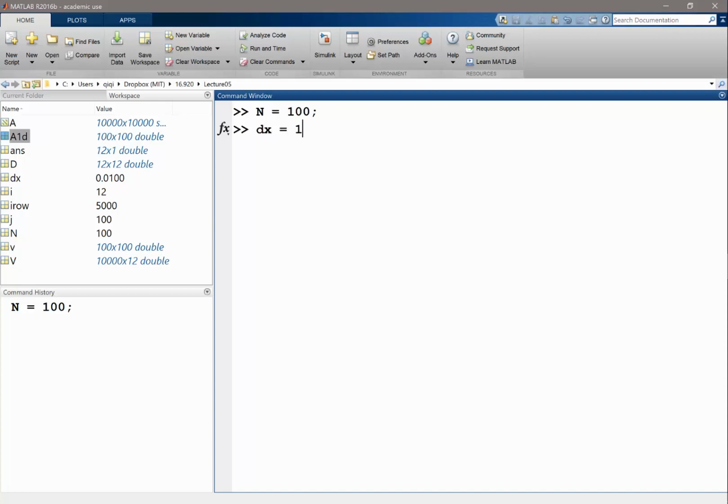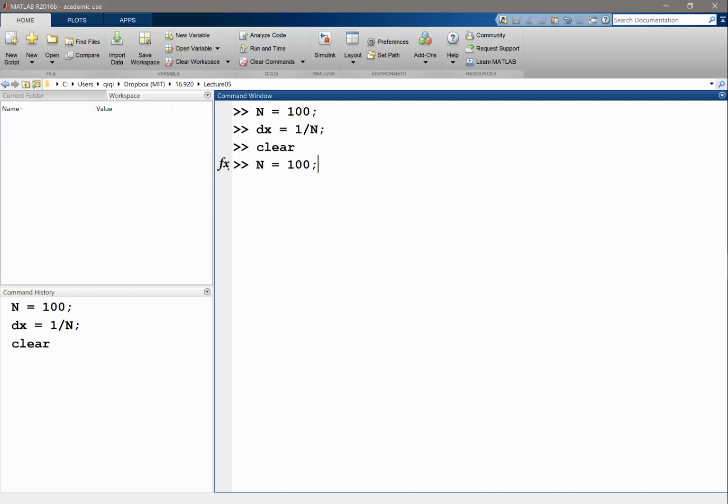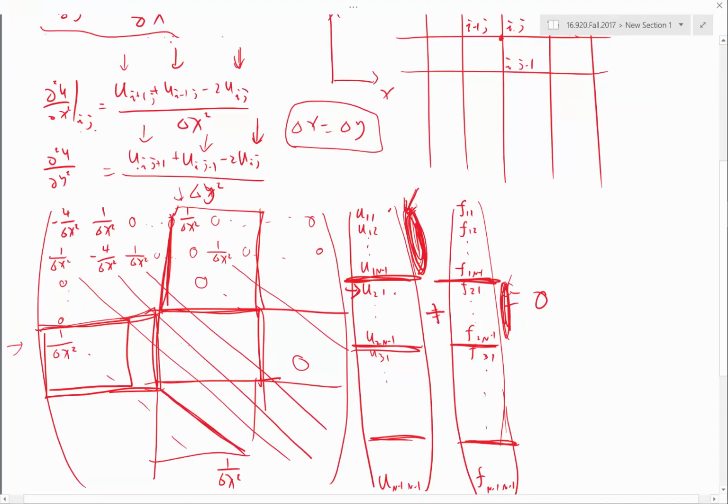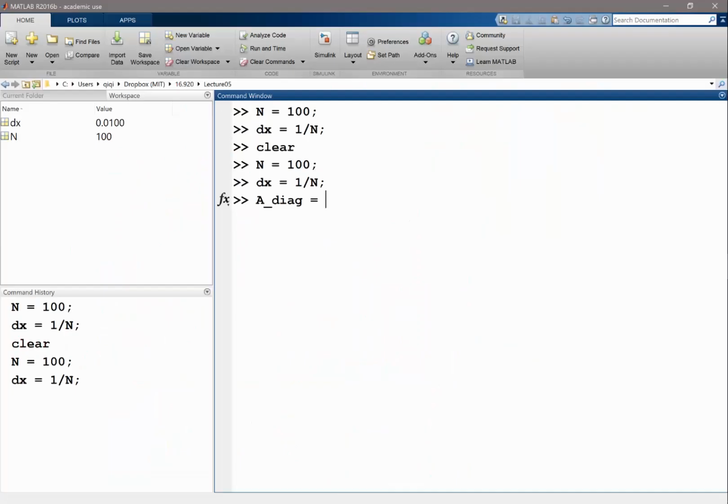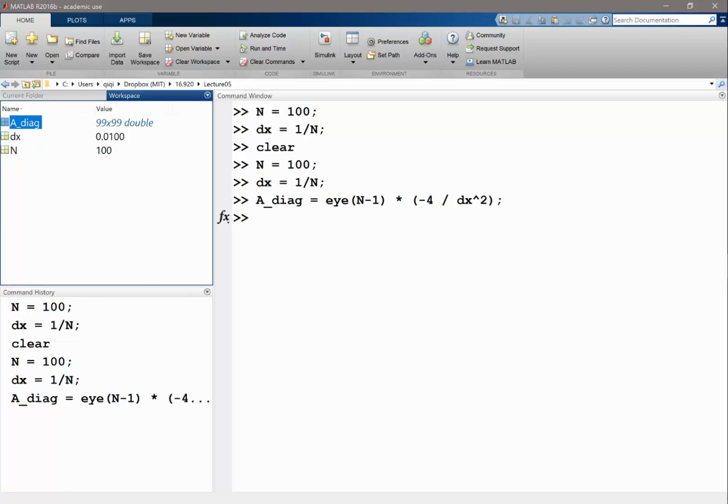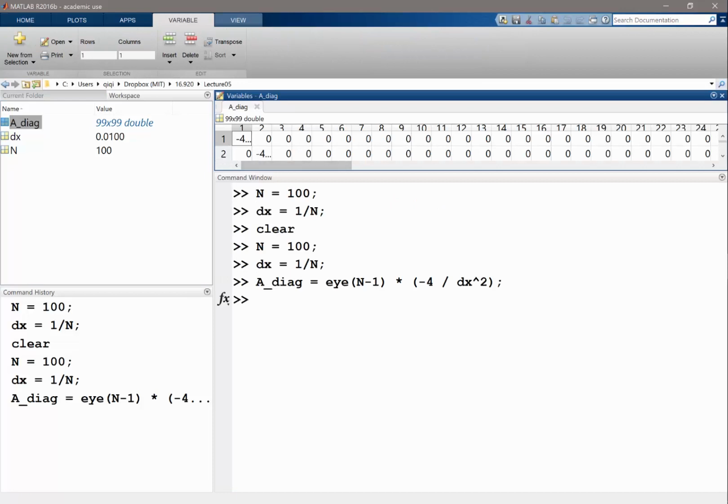dx is going to be 1 over N, right? And yeah, let me just clear my workspace first. N equal to 100, dx is equal to 1 over N. And yeah, dx is correct. And A diagonal is going to be minus 4 over delta x and 1 over delta x on the off diagonal. So I'm going to do I of n minus 1 times minus 4 divided by delta x squared, right? So this is going to be my diagonal entries of the diagonal block.